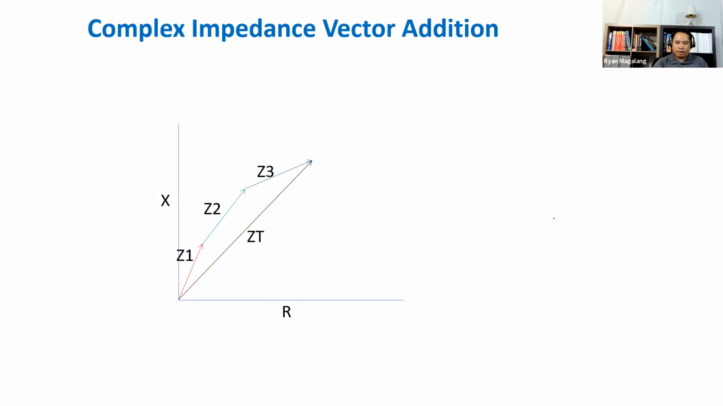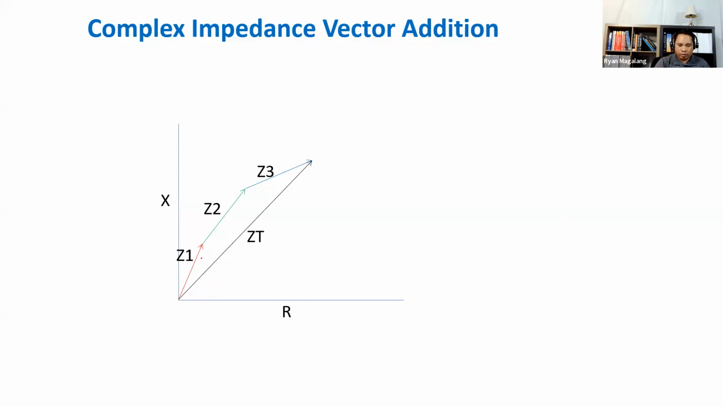And this is how you would add your impedances. So let's say your Z1, Z2, Z3, impedance 1, 2 and 3, you would add them tip to tail, in consideration with their impedance angle, which you can also determine from your XR value, not just arithmetically add the magnitudes, because that would yield a wrong value.